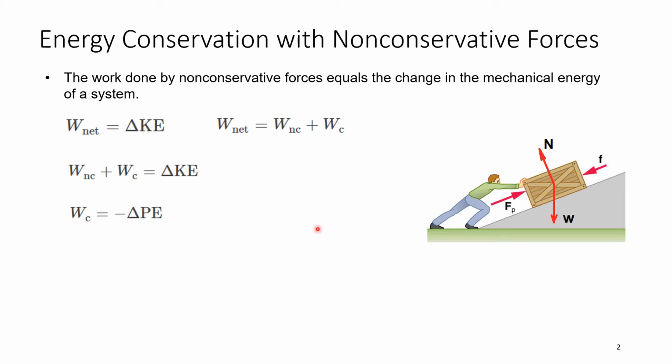Generally, we have work done by a conservative force related to the potential energy. Substituting this equation into this one, we can get W_NC equals the change in kinetic energy plus the change in potential energy. This equation means that the total change in mechanical energy is exactly the amount of work done by non-conservative forces. In this case, the work done by the person minus the work done by friction is the change in the total mechanical energy.